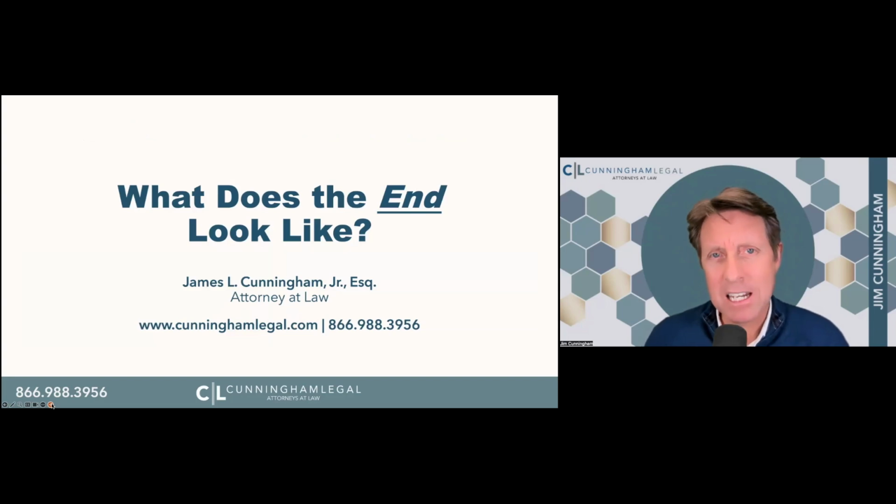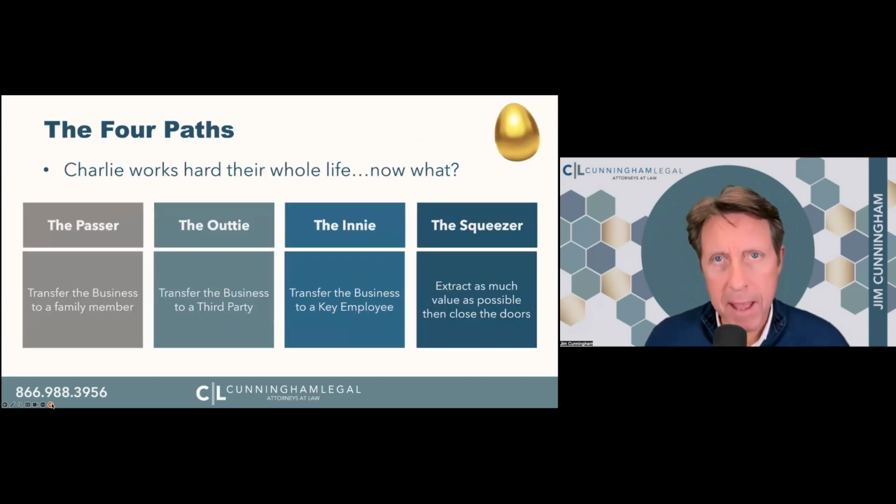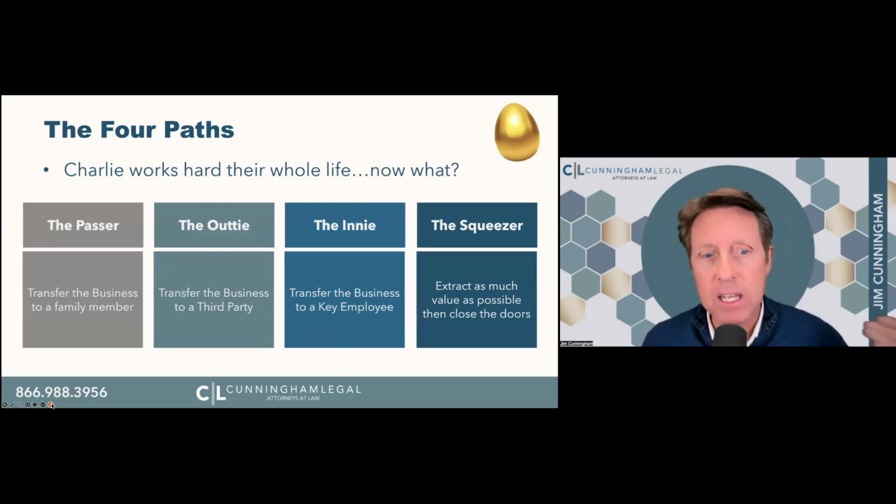So what does the end look like? There are four paths, and I mentioned this at the beginning. There is transferring the business to a family member. That is what we call a passer, okay? So you're passing your practice maybe to a child, maybe to a sibling. There's the outie. This is a transfer of a business to a third party. So you sell your CPA practice to a competitor or some other CPA firm.